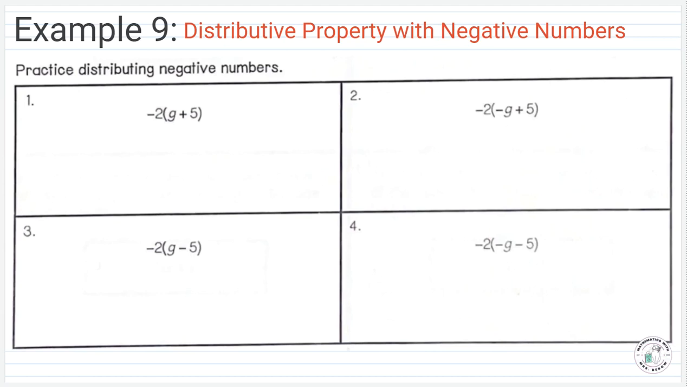In this video, we're going to take a look at the distributive property, but now with a lot more negative numbers involved. So in this first slide, you can see that it says practice distributing negative numbers. On the outside of the parentheses, we have a -2, and it's going to change our final answer based on what's going on on the inside of those parentheses.